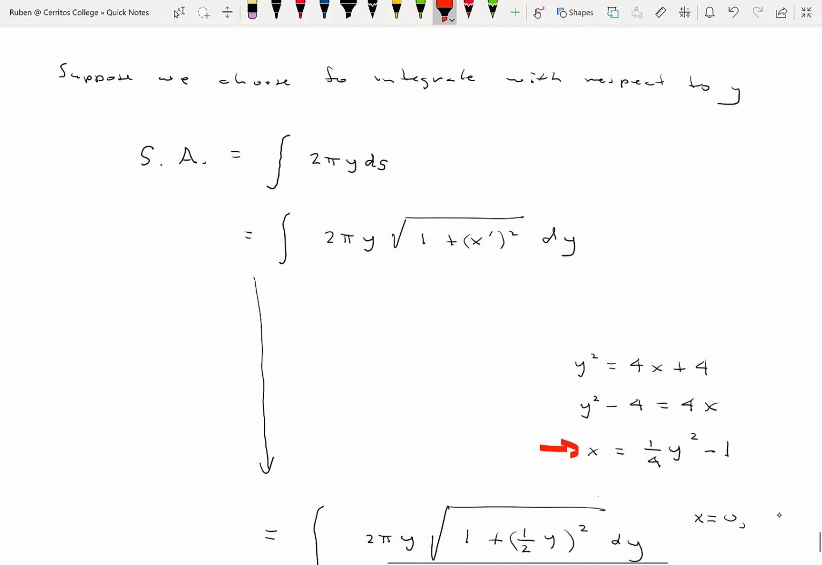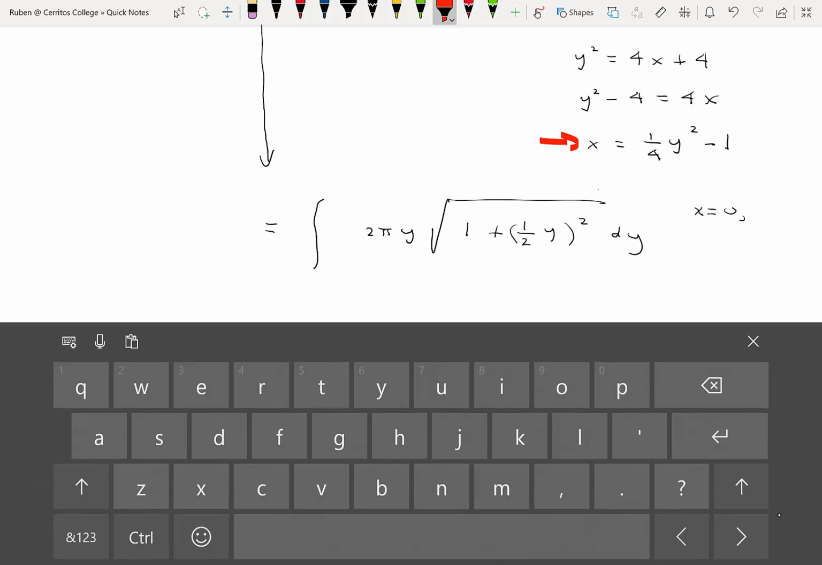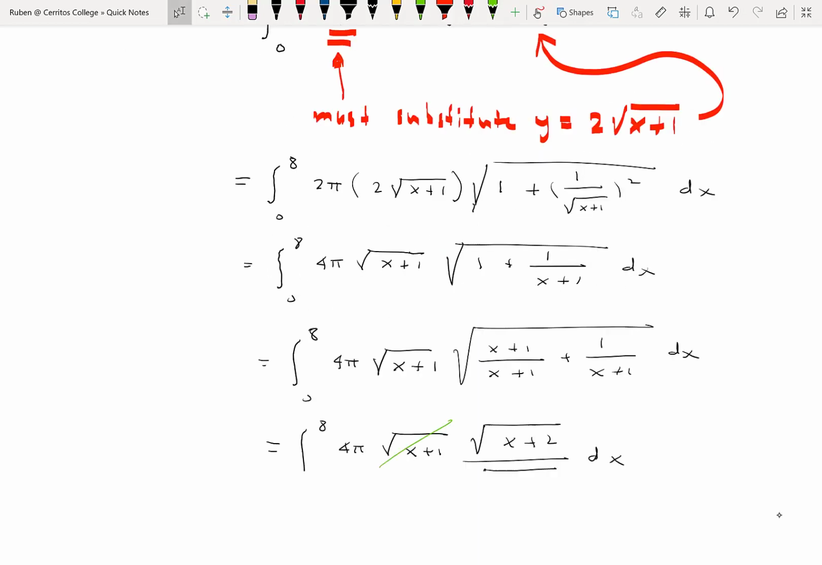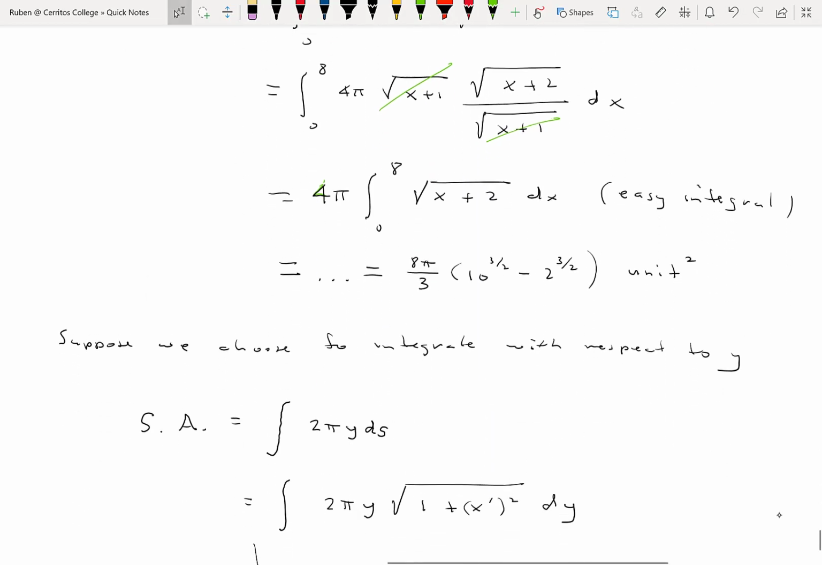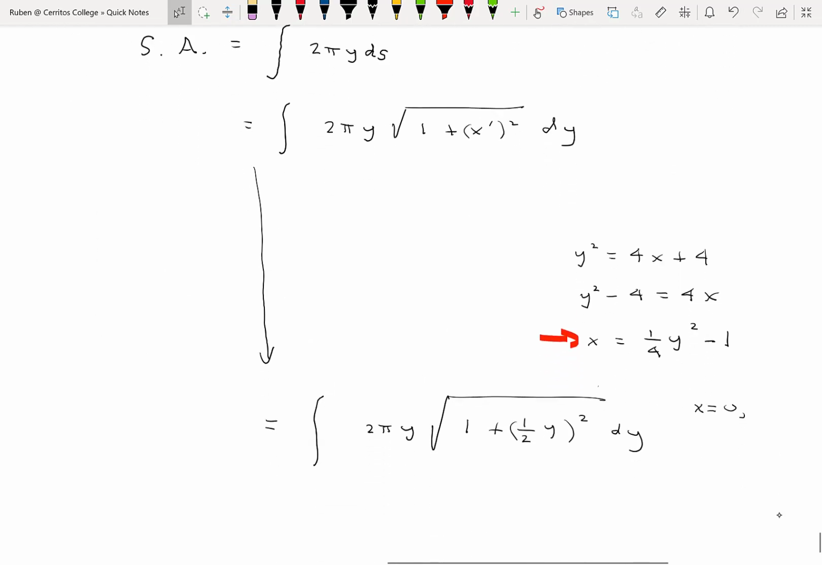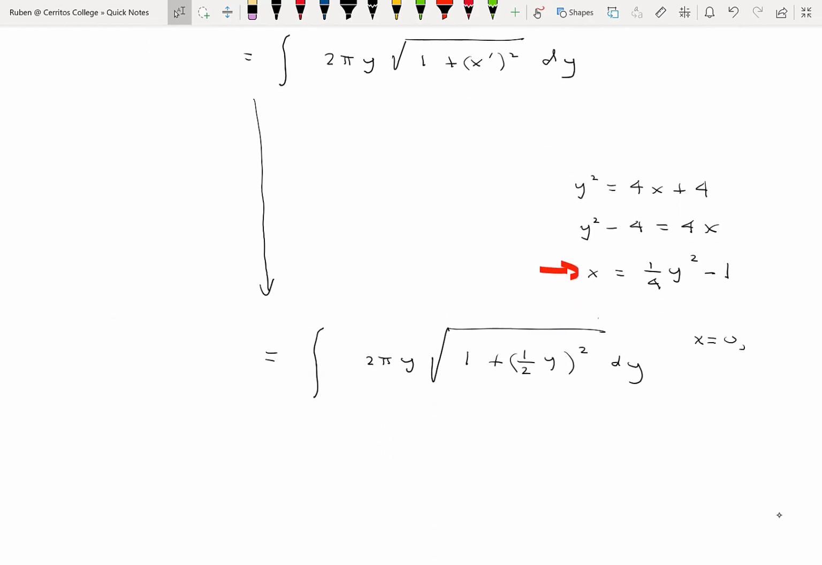Watch your eyes, I'm scrolling a lot here. Sorry about that, I'm still getting used to my Surface here. If x equals 0, then y equals 2 times the square root of 0 plus 1, or 2. So the lower limit of integration is now 2.